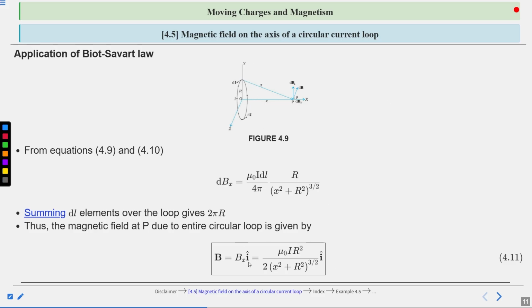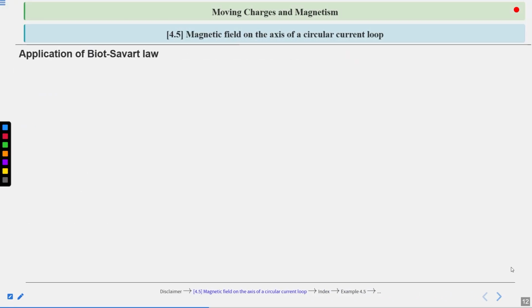So B equal to Bx i cap equals mu naught I R square, after putting 2 pi R. So pi and pi will cancel out, and 2 and 4 will also cancel out. So it will become mu naught I R square upon 2 into x square plus R square raised to power 3 by 2, i cap. So it is in vector form, and the direction is also mentioned. Mark it as equation 4.11.